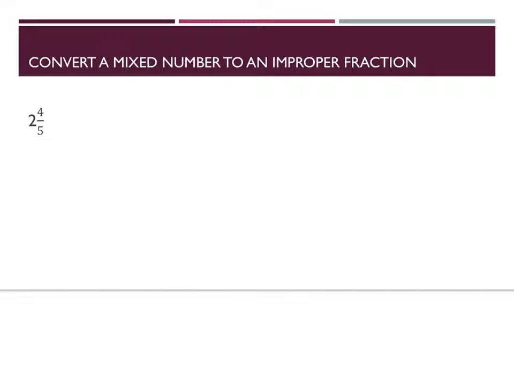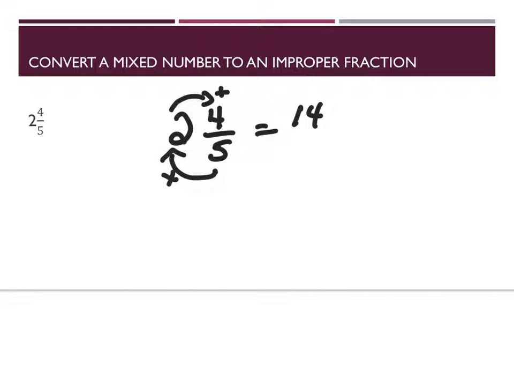So what that looks like in practice, if I can enlarge this, 2 4/5, we kind of make a circle. You start at the bottom here, and I take 5 times 2 is 10. And then in my head, 10 plus 4 is 14. So 5 times 2 as I make the circle, then plus 4 gives me 14. And my denominator stays 5.